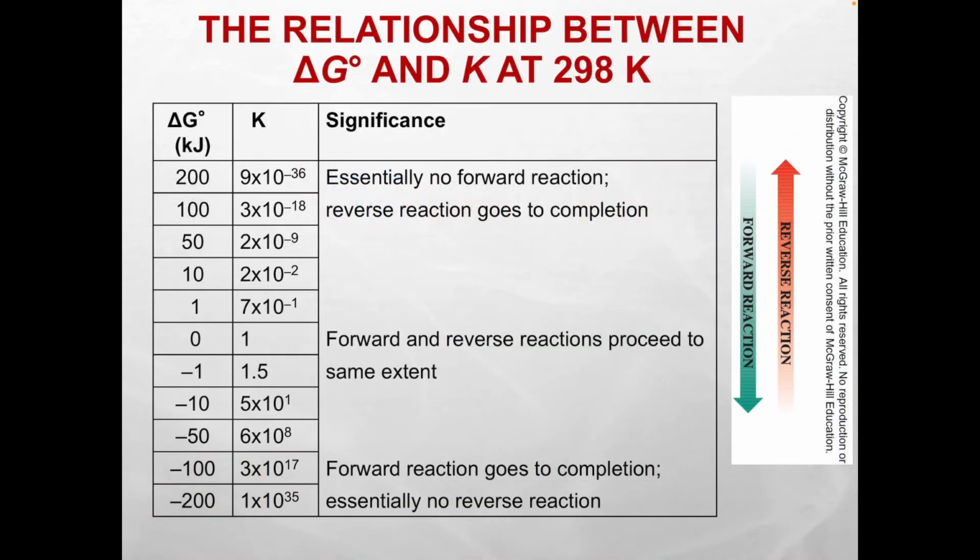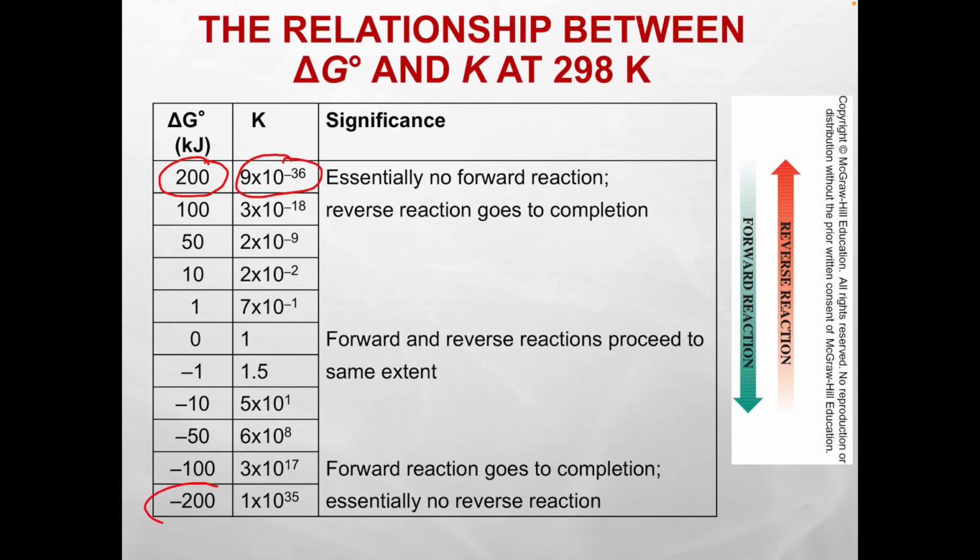So delta G and K are directly related, right? They are inversely proportional. So the larger delta G is, the larger positive value of delta G, the smaller K will be. And if we have a really negative value of delta G, the larger K will be, right? Because if you think about positive values of delta G, that means we're going in the reverse reaction. So that means we are favoring the reactants. And so that would correspond to a very small value of K.